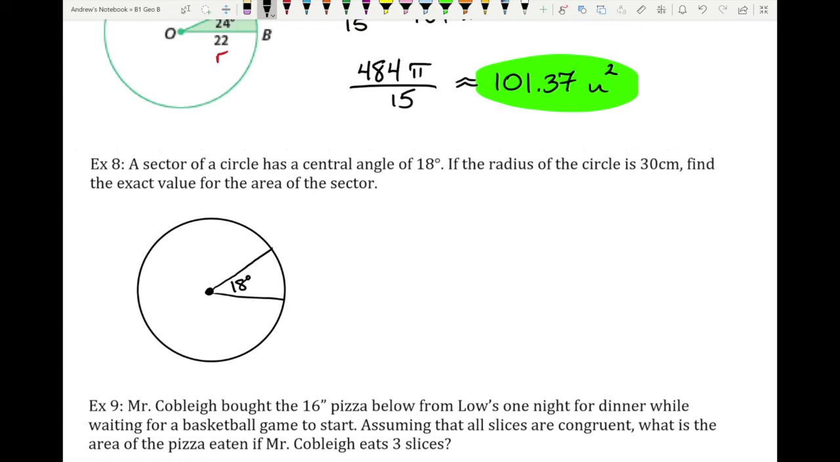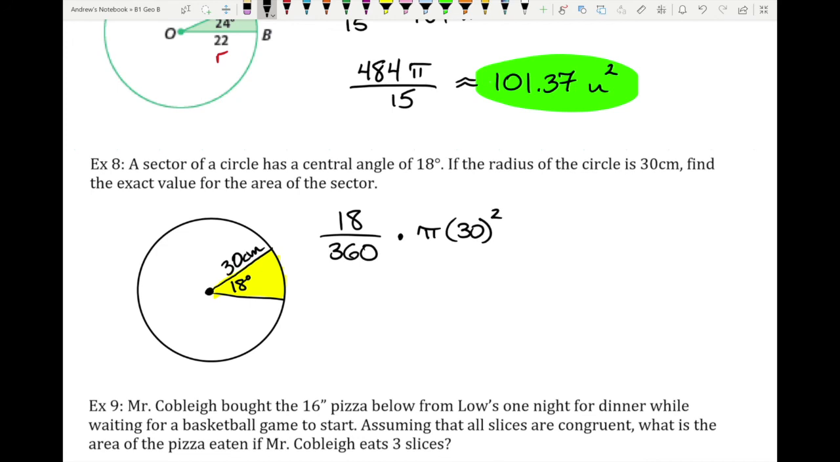If the radius of the circle is 30 centimeters, putting that on there, I want to find the exact value for the area of the sector. You could make the argument that the sector is this whole big piece over here. Nope. We're most often going to be talking about these smaller sectors. So we're going to look for that piece that I just highlighted in yellow. Same thing: we take the degree, divide it by 360, and multiply that by the area, which is pi r squared.